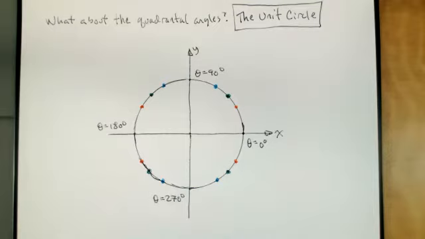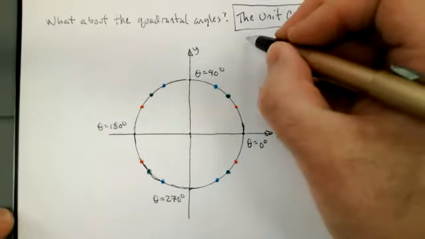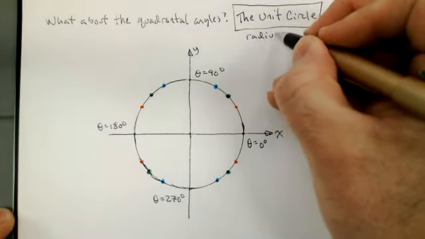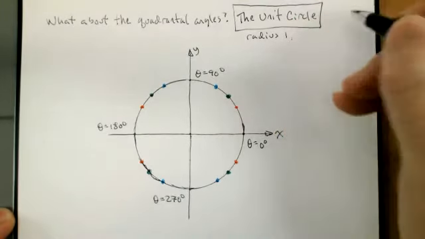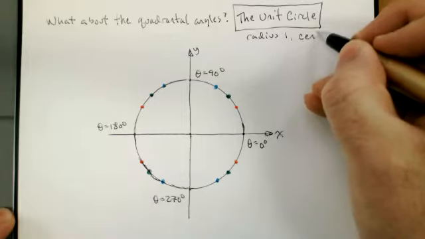So we're going to look at this circle and we're going to say that this is a unit circle. The unit refers to the radius of the circle. So a unit circle is a circle with a radius of 1 centered at the origin. So the unit circle has a radius of 1 and the center at the origin.